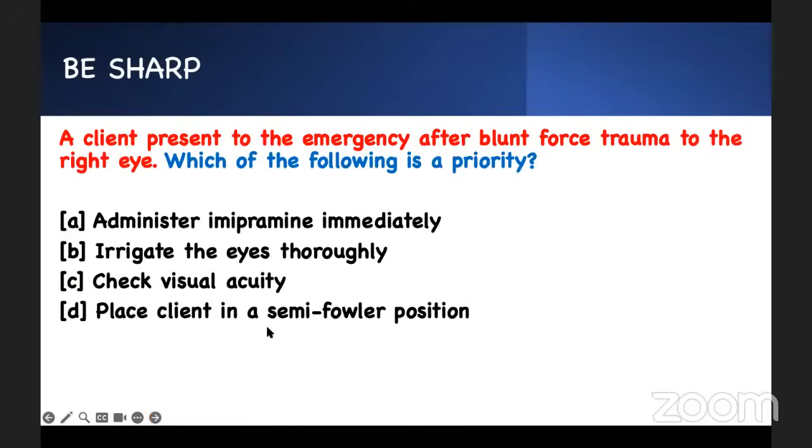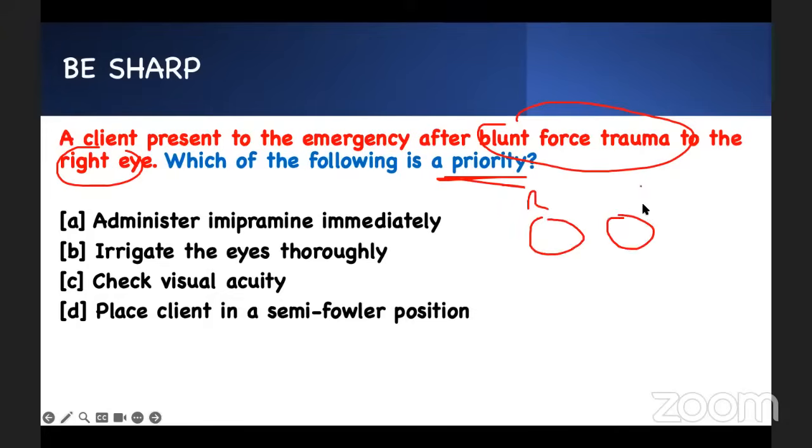One down. Just 8 questions, then we'll be done. A client presents to the emergency room after blunt force trauma to the right eye. Which of the following is a priority? Sometimes you're just dealing with one patient, but you have to apply the same strategy. I have to be sharp. You keep on telling yourself, the guy busted his right eye. What would you provide for this patient? This is his eyes. He has 2 eyes. This is the right eye, left. This is busted. Any trauma to the eye, there's only one thing you worry about: increased intraocular pressure.